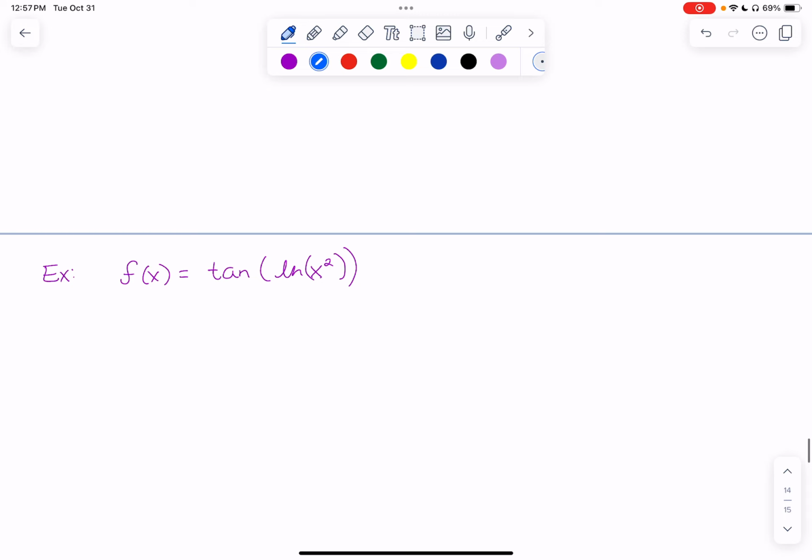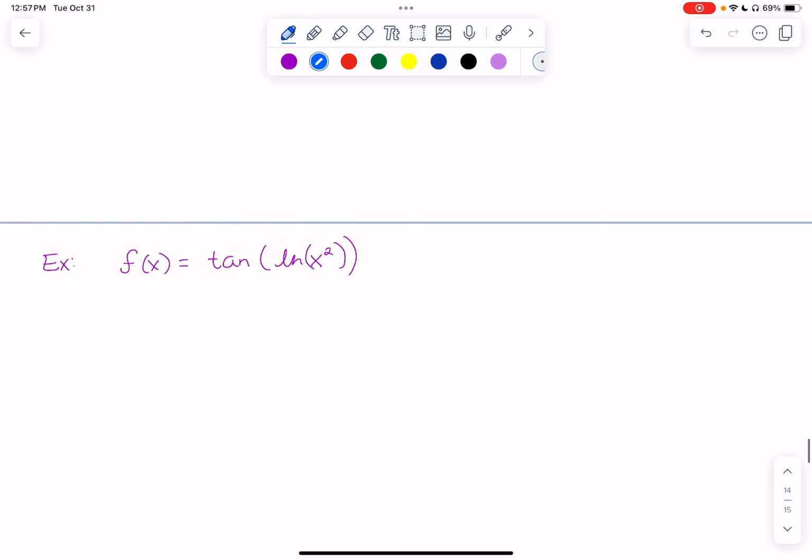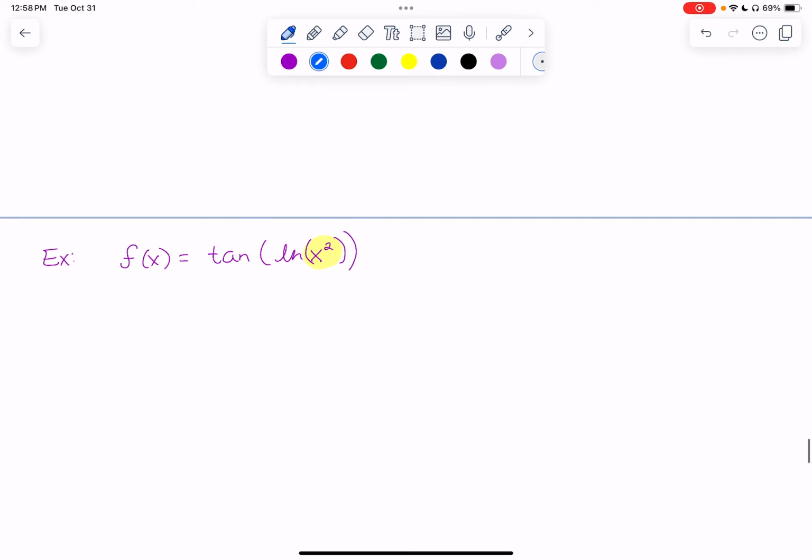Let's take a look at another example, because I have a lot of nice room here. So here I'm going to look at another nested function. My innermost thing, the first thing I'd do if I was trying to find, let's say, f of 1, would be to pop a 1 in right here. So that's the very first thing, is I would find 1 squared. So I'm going to say that means that my w is equal to x squared.